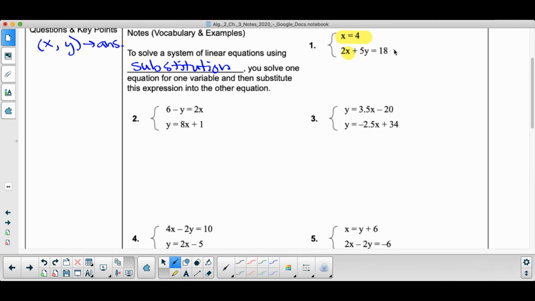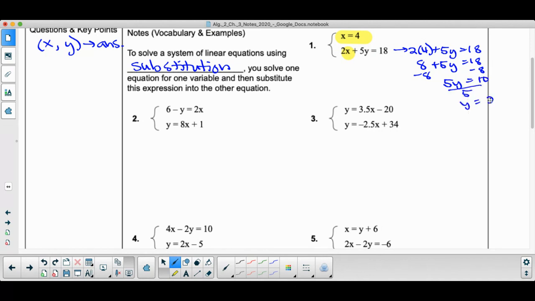Here's what I mean. If x equals 4, I'm going to say, all right, that means 2 times 4 plus 5y should equal 18. Now we just have to solve for y. We know x equals 4. We're using that to solve for y. 8 plus 5y equals 18. Subtract 8. 5y equals 10. Divide everything by 5.